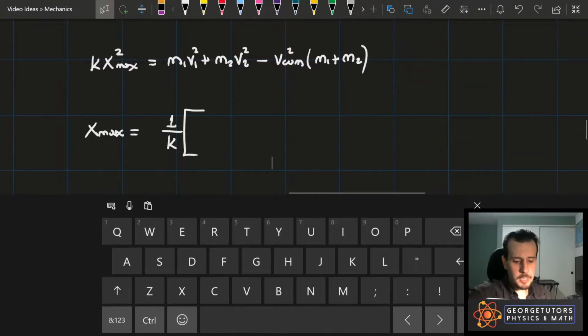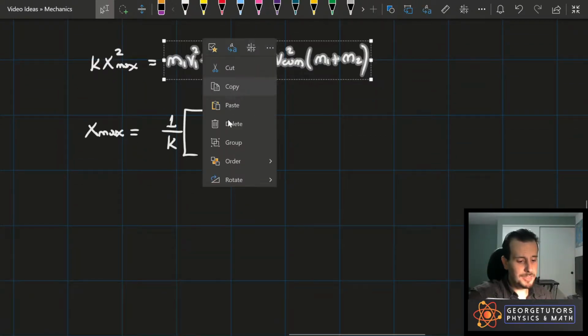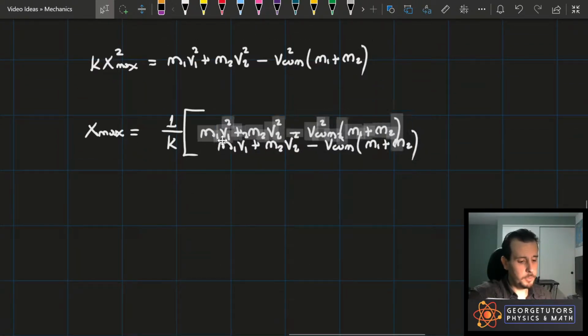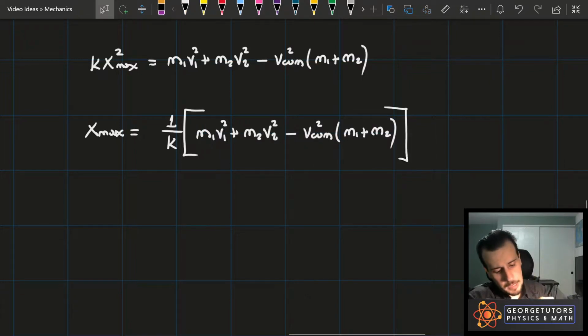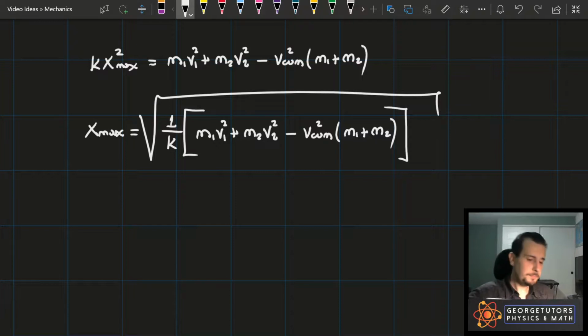so the 1 over k would be multiplying this term right here. So I'm putting it in the bracket. And then the square root would come next to surround the whole thing. So I would be done here, besides the fact that I don't know right now what vcom squared is.